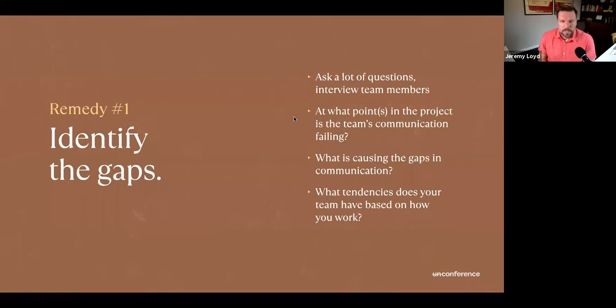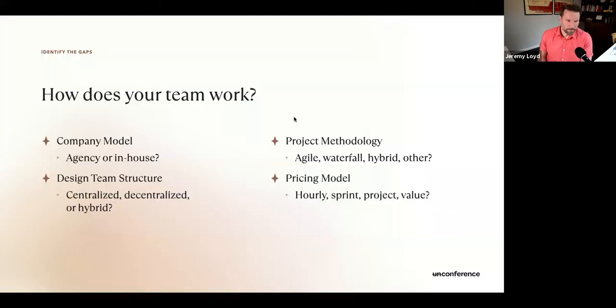So, is it at the beginning? Is it in the middle? Is it at the end? Is it all of those things? And then you can start to think about, okay, what is causing the gaps in the communication? Really, it's helpful to start out by asking what tendencies your team has based on how you work and how you're set up. Here are just a few different things that could affect how you work, and some of those tendencies and defaults that could cause communication problems.